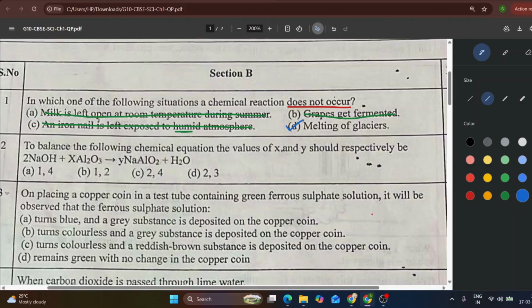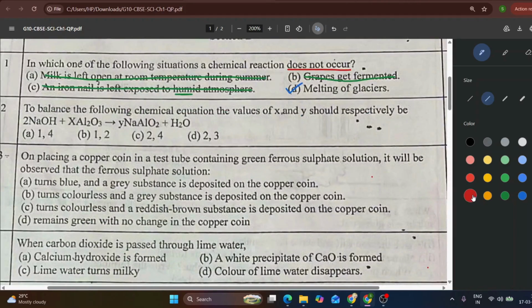Now coming to question number 2. See, I'm underlining the key words, the key points you need to focus on. To balance the following chemical equation, you need to find x and y. This is the equation given to you, wherein you have sodium hydroxide plus aluminium oxide giving you sodium aluminate and water. Options are given to you. What we need to do is substitute the values and find out whether it is balanced or not.